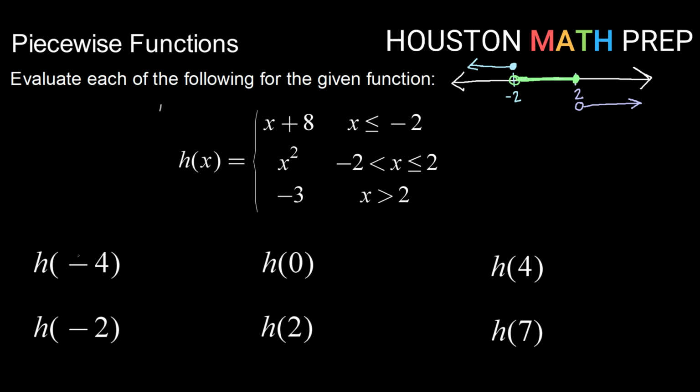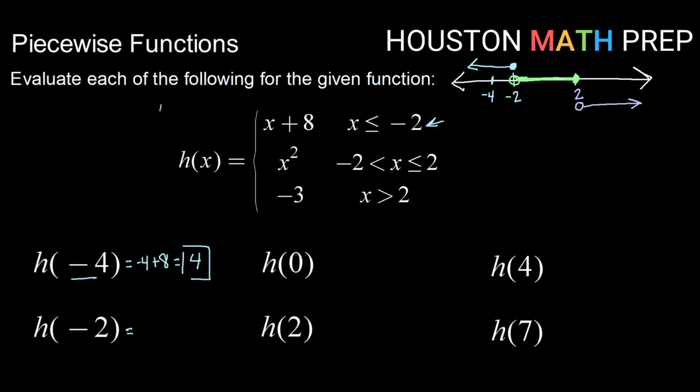So h of -4. -4 is about here on the number line, which means I'm going to be using this piece because -4 is less than or equal to -2. So -4 is my input. That means I replace all the x's with -4. So -4 plus 8 is equal to 4.